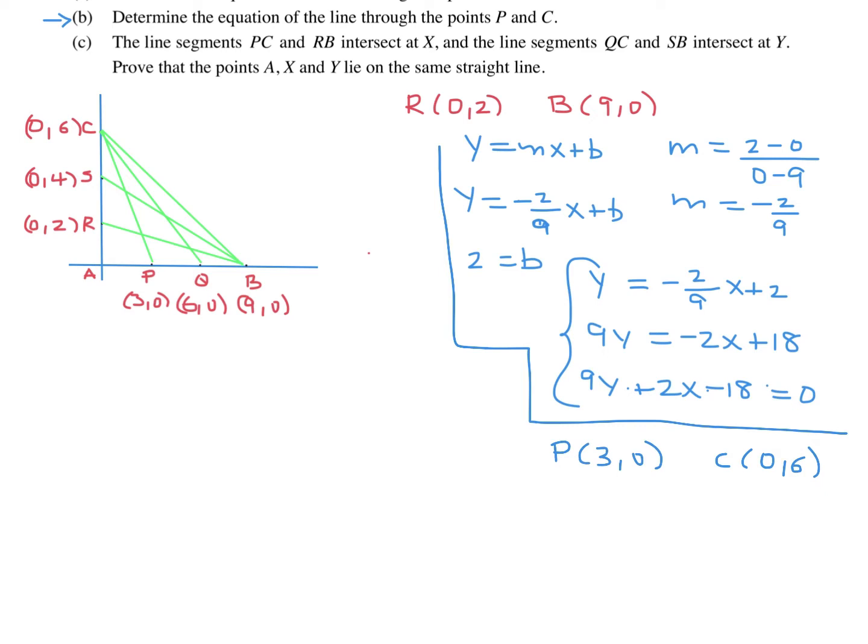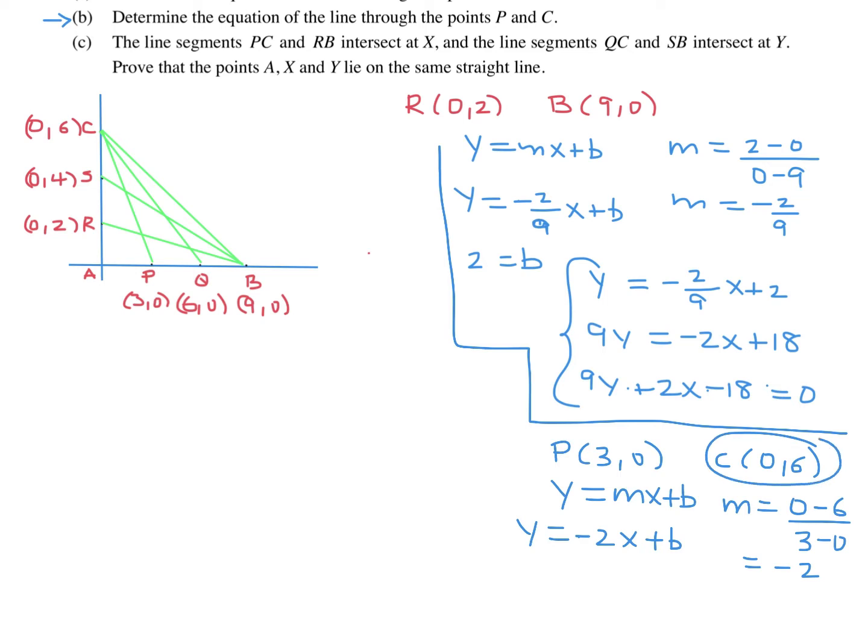So exact same thing. y equals mx plus b. m is the slope, which is rise over run. So in this case, 0 minus 6 over 3 minus 0, and that is negative 2. So that means y equals minus 2x plus b. Substitute in one of these points. I'll choose that one, and that means that 6 equals b. So therefore my equation is y equals minus 2x plus 6. That solves part B. Great.